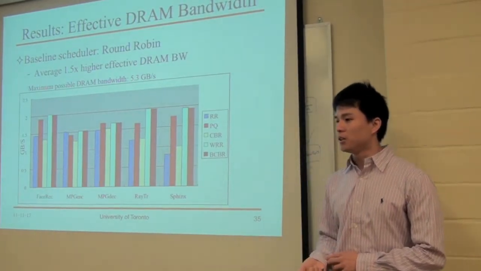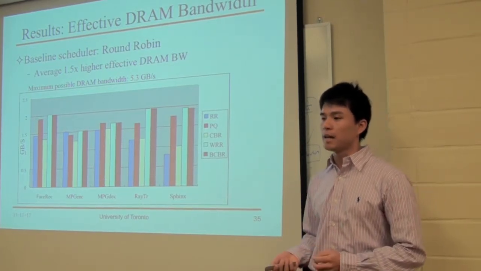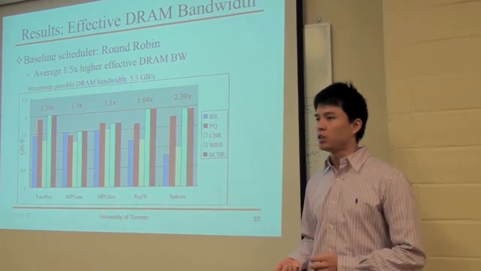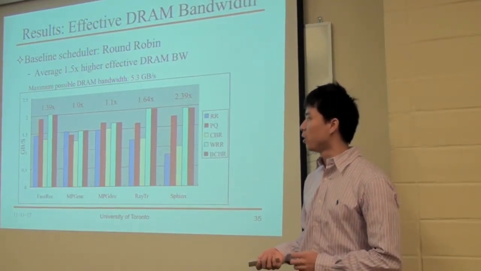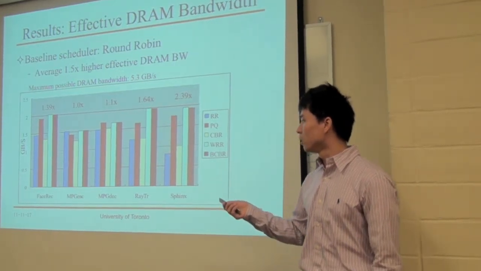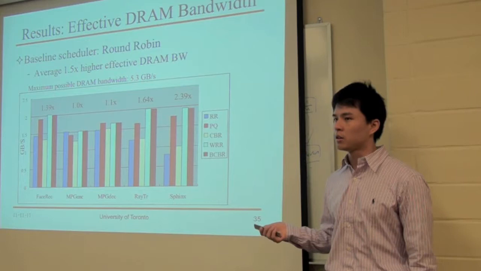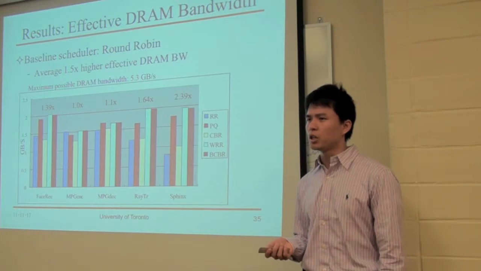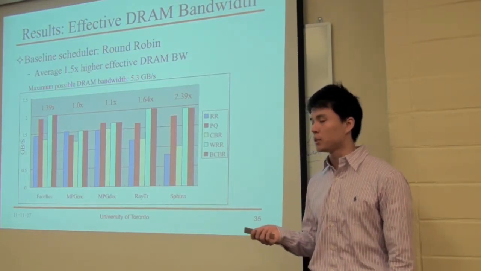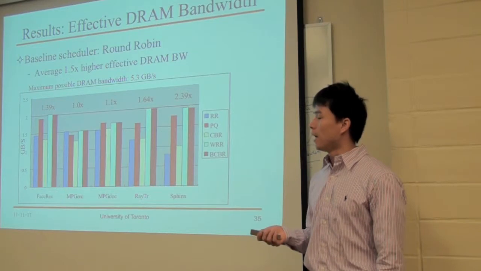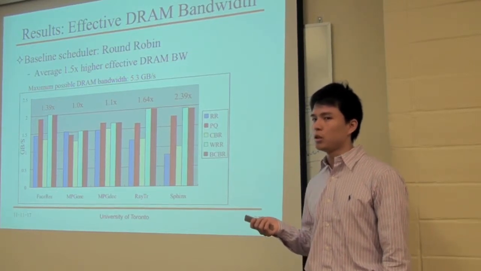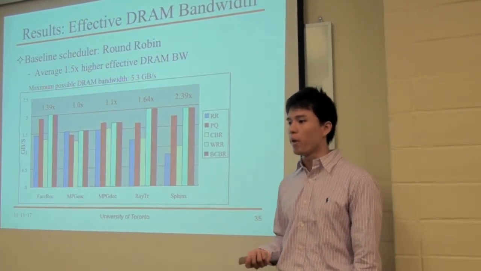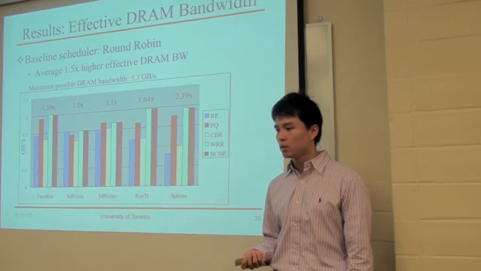We then compare the effective DRAM bandwidth achieved by different schedulers. We can see that the weighted round robin and our scheduler achieve much higher effective bandwidth in the image processing, graphic processing, and audio processing test cases. At a bandwidth of about 2 gigabytes per second, this is nearly 50% of the theoretical limit. And our proposed scheduler actually achieved on average 1.5x higher effective DRAM bandwidth than the round robin scheduler.